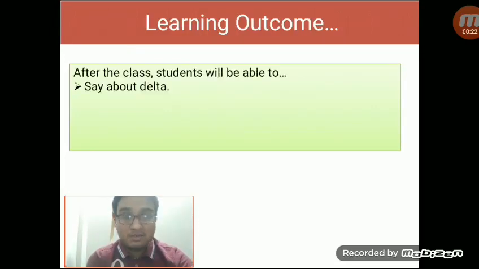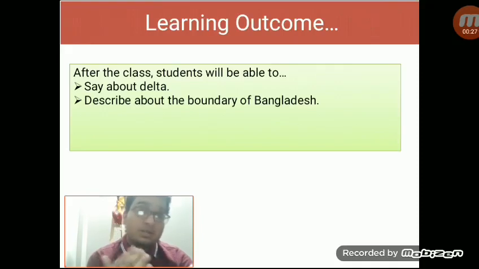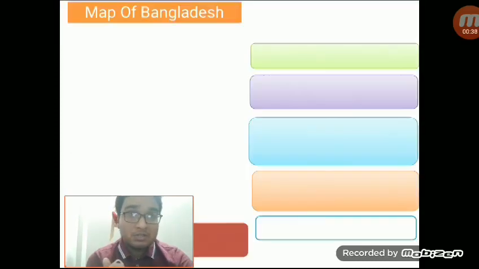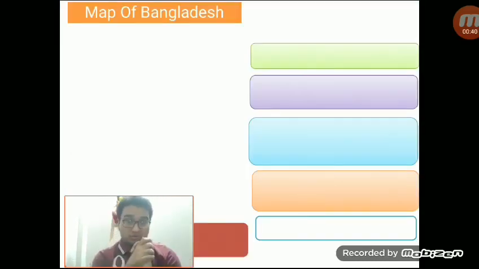After the class, you will be able to say about delta, then you will be able to describe about the boundary of Bangladesh, then you will be able to describe about the classifications of the formations of land configuration of Bangladesh. So dear students, let's get started of our today's class.